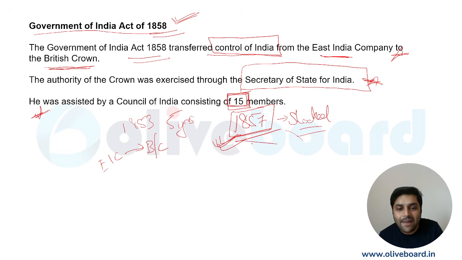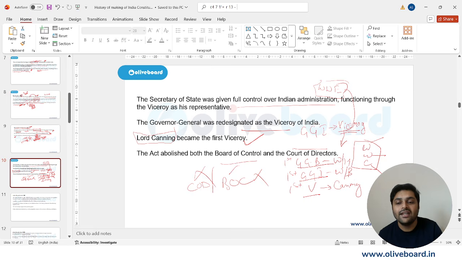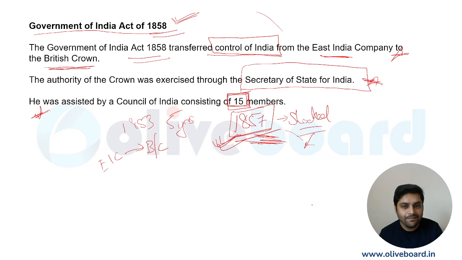Then what happened? The Revolt of 1857 happened. The Revolt shocked the Britishers. They got afraid and they brought the Act of 1858. It transferred the control from the East India Company to the British Crown. Remember it like that. They got so afraid of this revolt that they transferred the power from the EIC to the British Crown. Now the British Crown will directly monitor from Britain.